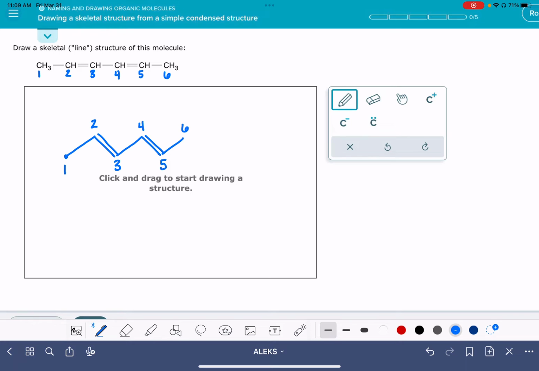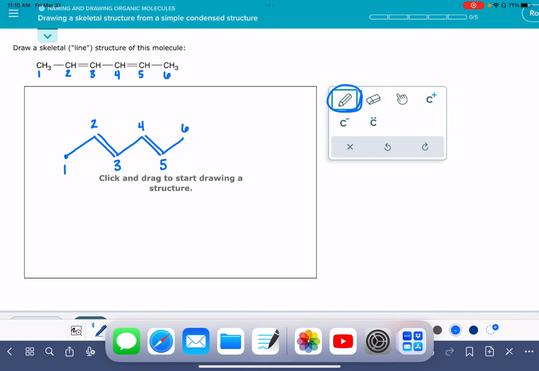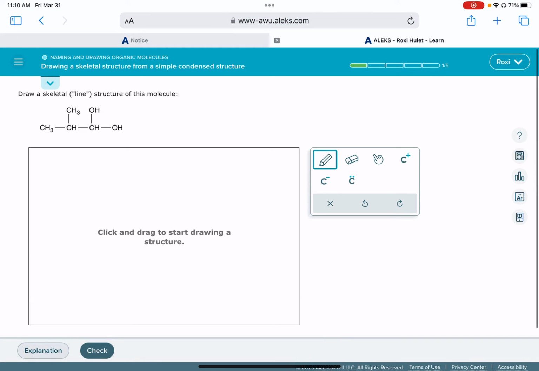To actually draw this in ALEKS, it's pretty easy. You're just going to click on this drawing tool and then just start dragging with your cursor, and it's going to draw the molecule for you. Nice and easy. When I went to actually do this in ALEKS, not this particular molecule, but a different one, ALEKS got a little bit weird. So let's take a look at ALEKS. It's got some quirks with this. Let's see what we need to do to make ALEKS happy.